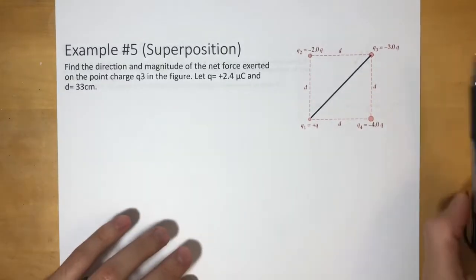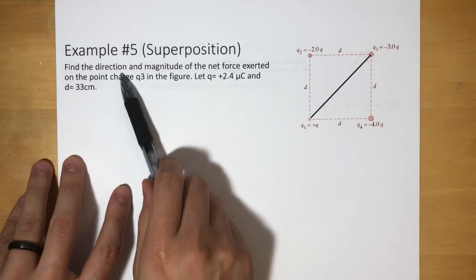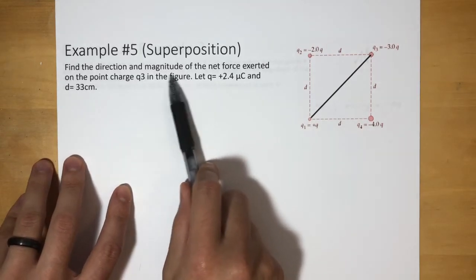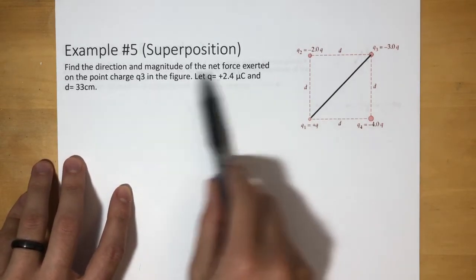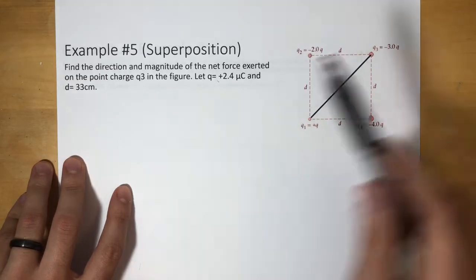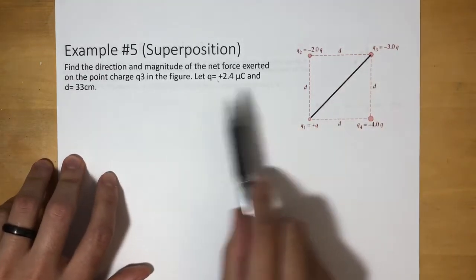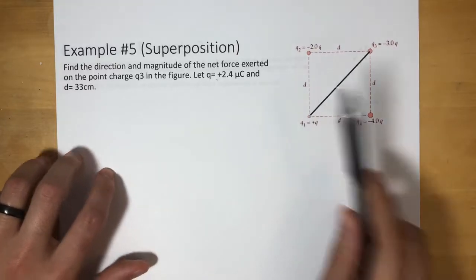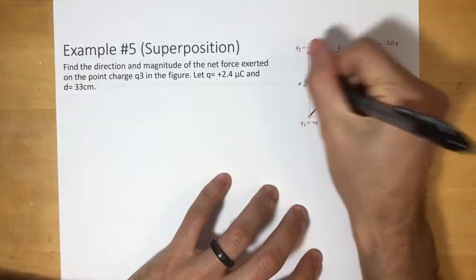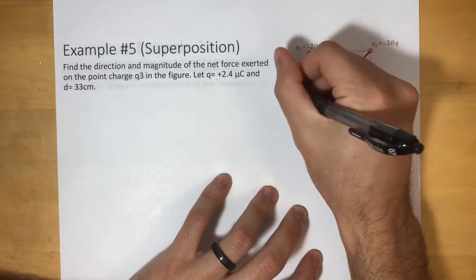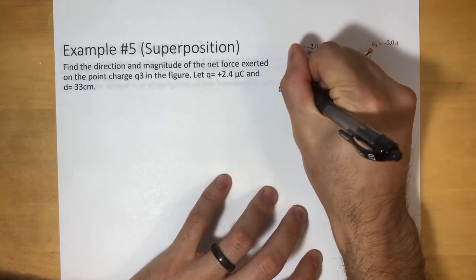Example number 5. So again, superposition question. Find the direction and magnitude of the net force exerted on the point charge Q3 in the figure. So this is Q3. Let Q equal 2.4 microcoulombs and D equal 33 centimeters. So each side of this is going to be 33 centimeters. I'm just going to put it at 0.33 meters.